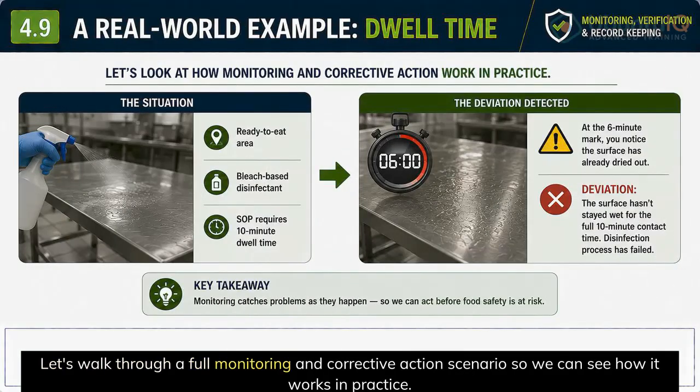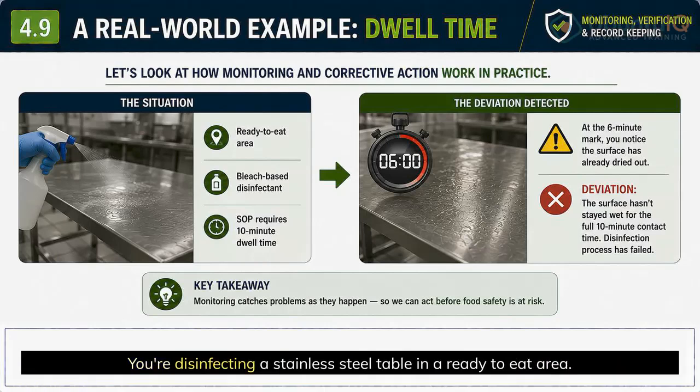Let's walk through a full monitoring and corrective action scenario so we can see how it works in practice. You're disinfecting a stainless steel table in a ready-to-eat area. Your SOP requires a bleach-based disinfectant with a 10-minute dwell time. You apply it and start your timer.